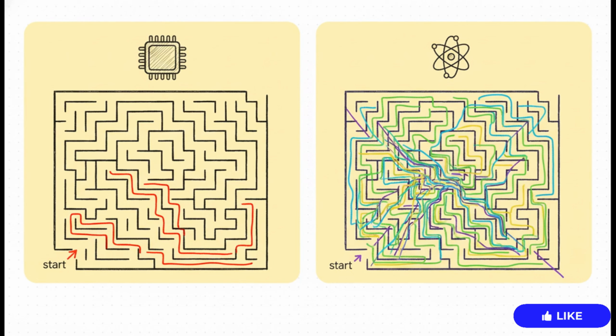And this slide just nails that core difference. On the left, you see the classical computer, just grinding away one path at a time. But on the right, the quantum computer is exploring every single path, all at once, in parallel. It's not just about being faster. It's a totally new way of problem solving. So you gotta be asking, how is that even possible?